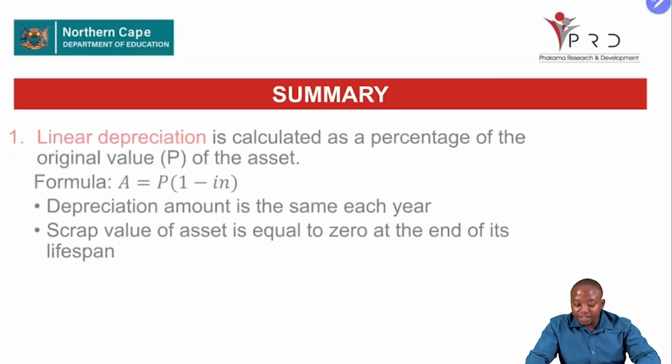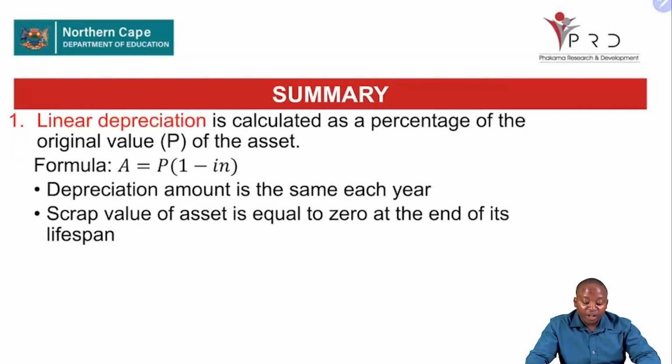In this lesson, we have calculated using linear depreciation. We found out that linear depreciation is calculated as a percentage of the original value P, and we use the formula A equals P into (1 minus IN). We know that the depreciation is the same each and every year, and the scrap value of the equipment or our asset will equal 0 at the end of its lifespan. That is linear depreciation.